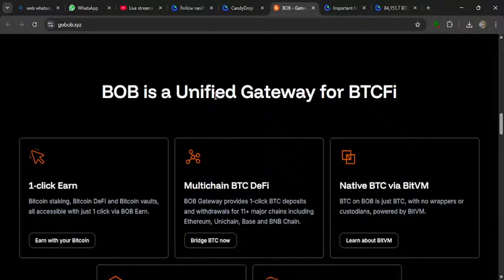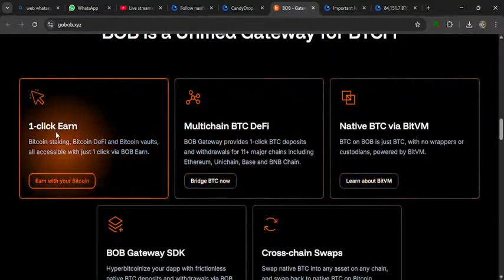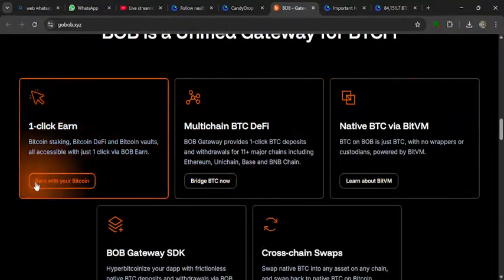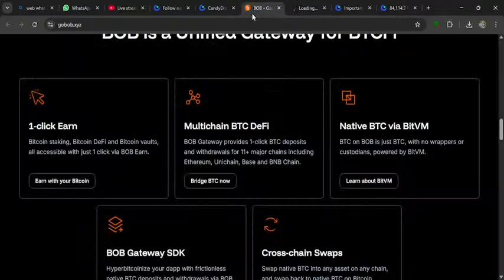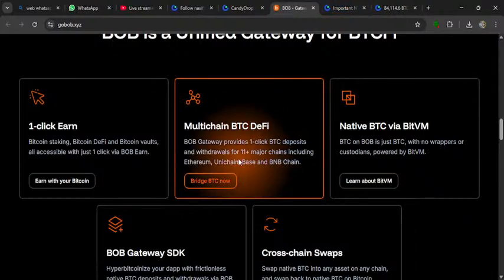And BOB is a unified gateway for BTCFi. Number one, click the Earn button, and Bitcoin staking, Bitcoin DeFi, and Bitcoin bulls are all accessible with just one click via BOB Earn. And with multi-chain BTC DeFi, BOB Gateway provides one-click BTC deposits and withdrawals for 11 plus major chains, including Ethereum, Unichain, Base, and BNB Chain.